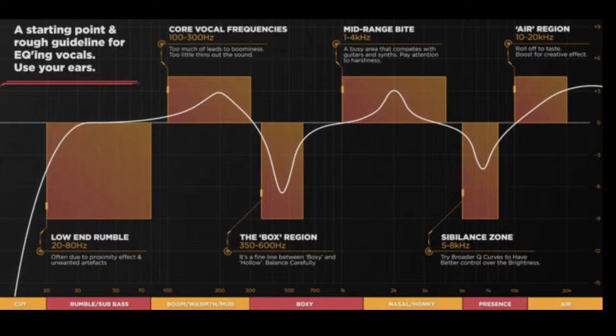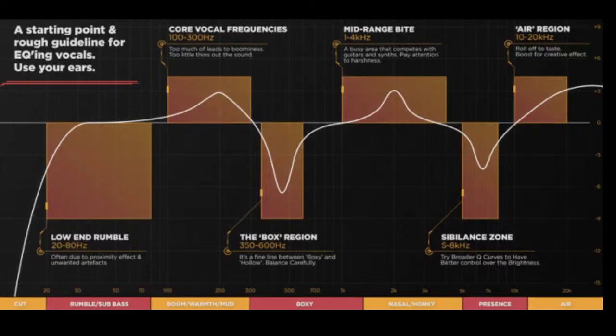And then you got the core vocal frequency, 100 to 300 hertz. Too much of this leads to boominess. Too little thins out the sound. If you don't have that, sometimes your vocals can sound too thin. I've seen some artists that do that, and their vocal sounds really thin in the mix. So make sure you address that accordingly.